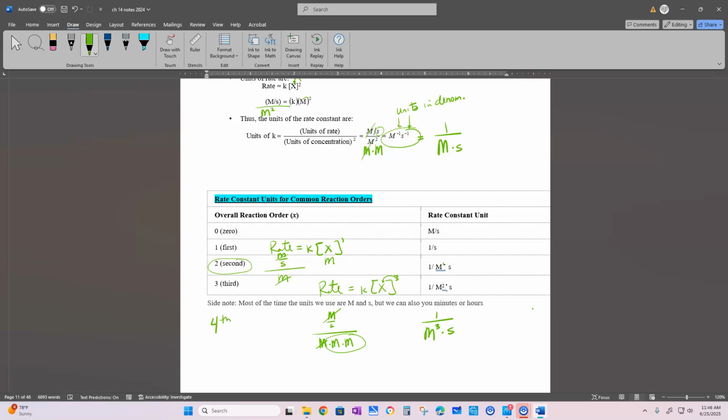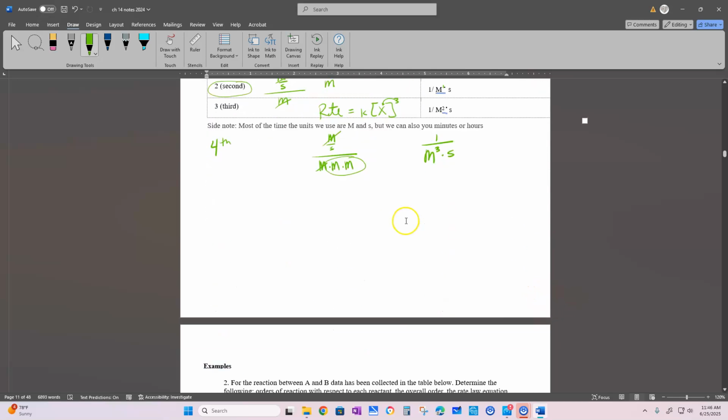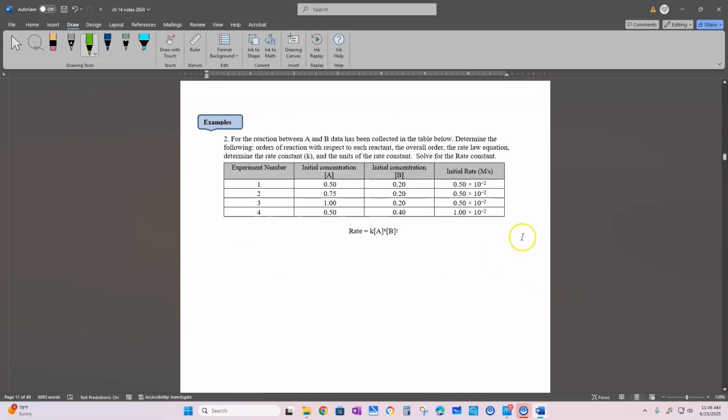The only one that's not 1 over something is if it was 0 order, because here's why. Rate equals K. If you had something that's 0 order, you wouldn't include it in your rate law, and we're going to do one of those in just a second. So that means your rate is K, and rate is M over S. Okay? So that's a little way of helping you with the units until you become very familiar with it. Let's try another one before you do one on your own.